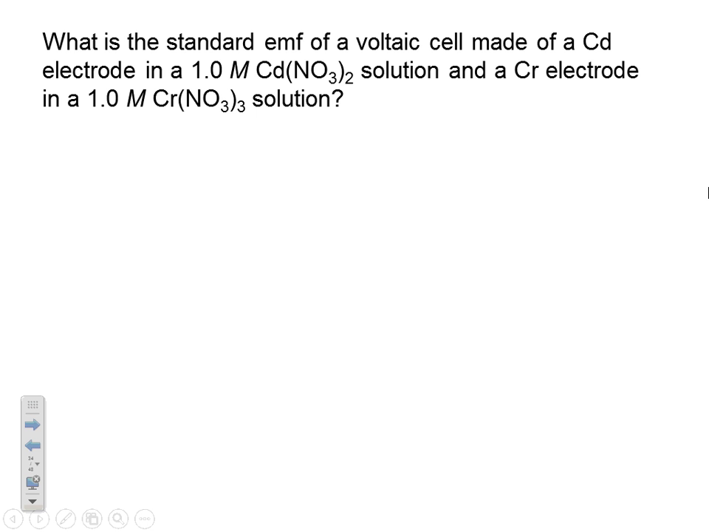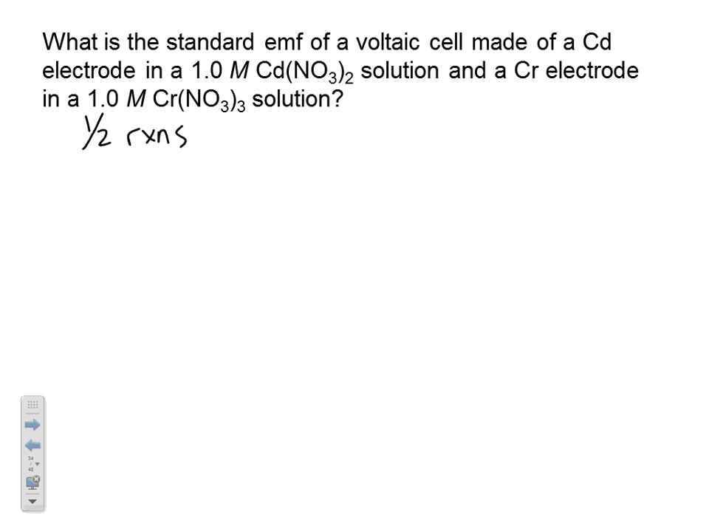So for example, what's the standard EMF of a voltaic cell made of cadmium in a 1 molar cadmium 2 nitrate solution and a chromium electrode in a 1 molar chromium 3 nitrate solution? This is an example where they're not telling us what is oxidized and what's reduced. We want to start by working out half reactions based on what we have in the cell. We're going to write these as reduction because we have a list of SRPs, so we're going to write both half reactions as reduction here.